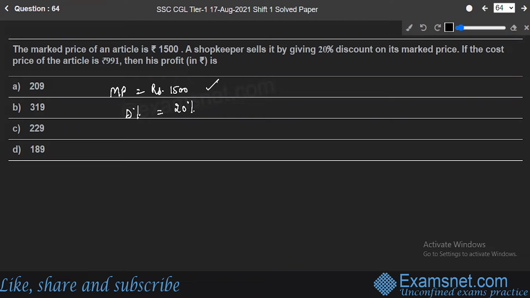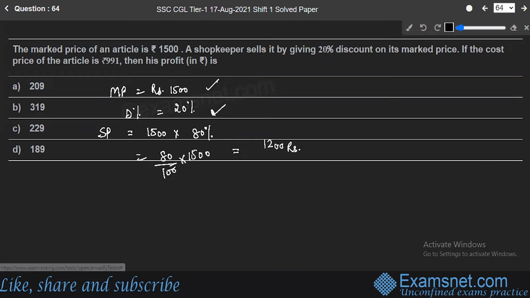Of course, if the marked price is this and the discount percent is this, then what will be the selling price? Selling price will be 1500 into 80%. Why? Because a 20% discount was given. That means he's selling it at 80% of the MP. So 80 upon 100 into 1500 gives you 1200 rupees. Correct? Now, this is the selling price.